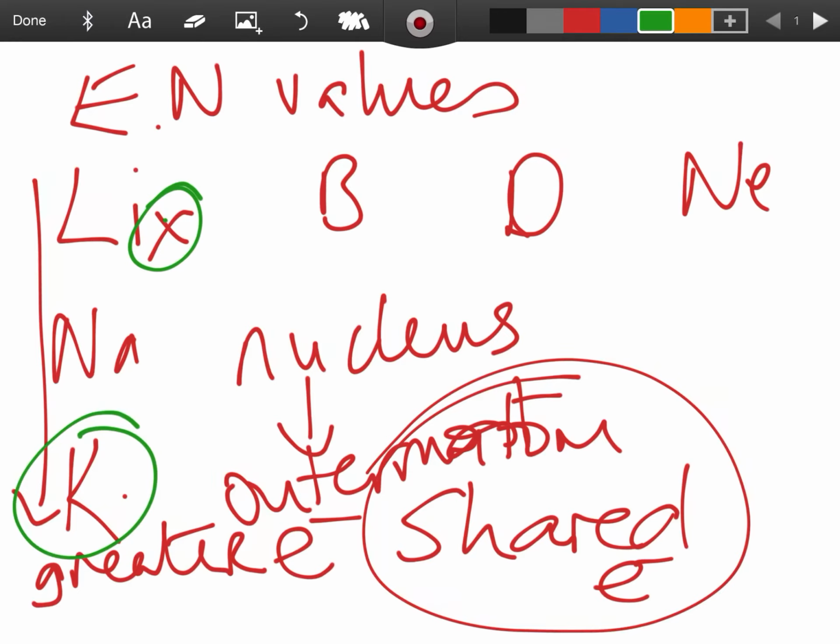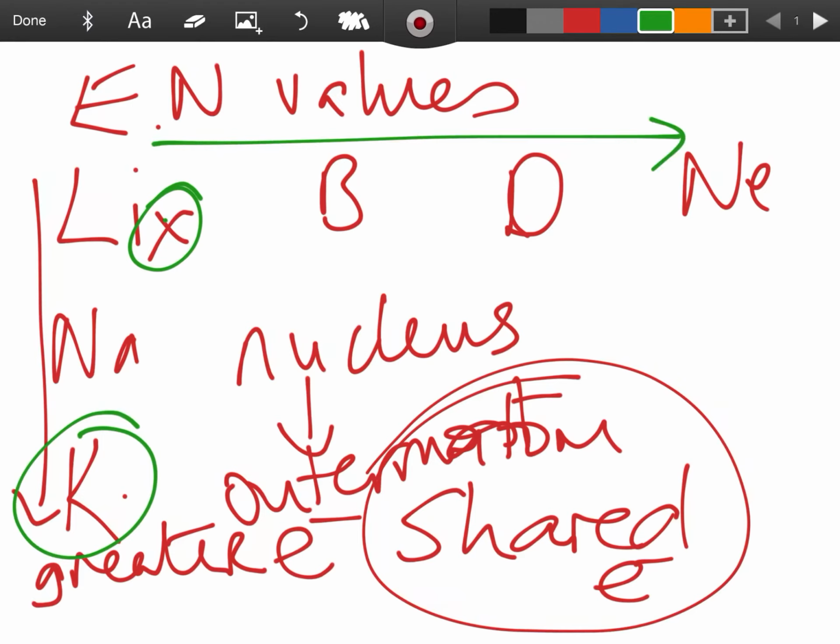The other effect, of course, is that as you go down the group, the screening or the shielding is increasing. So what are the intervening shells of electrons doing to the outermost electron? In potassium, they're stopping the potassium's nucleus being able to attract that outermost electron. So as you go down the group, electronegativity values will decrease. Why? Because the radius of the atoms is increasing and there's an increase in screening or shielding.